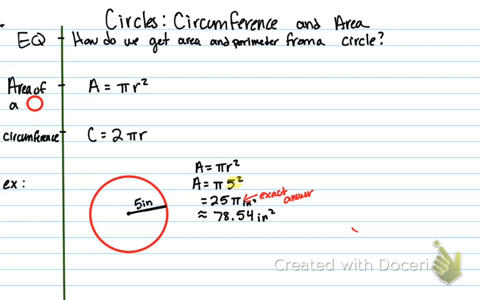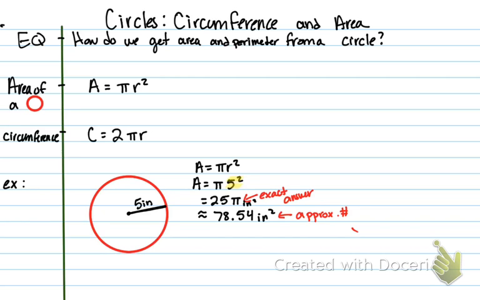Right, so this right here, 78.54, this is an approximate answer. It's not going to be our exact answer because this number goes on forever and ever. The way to say that this is an exact answer will be 25 pi, but in assessments, you will see just the regular approximate answer. Okay, so our area for this circle is 78.54 inches squared.